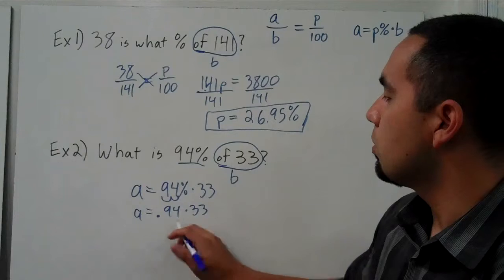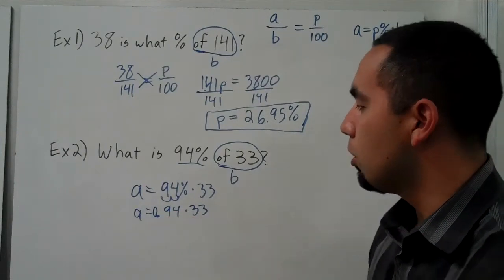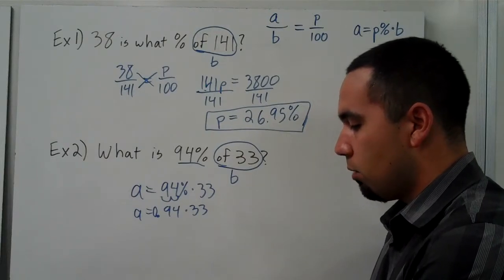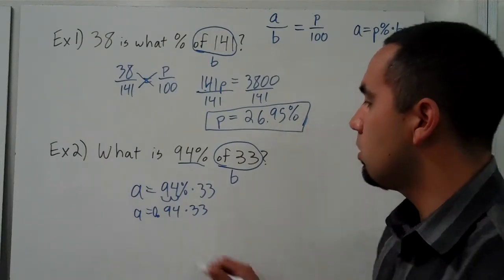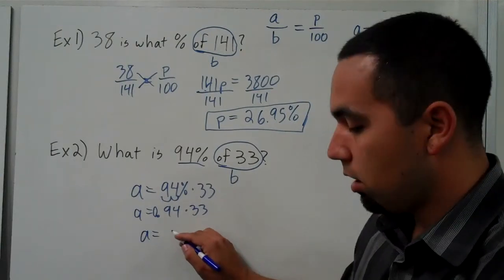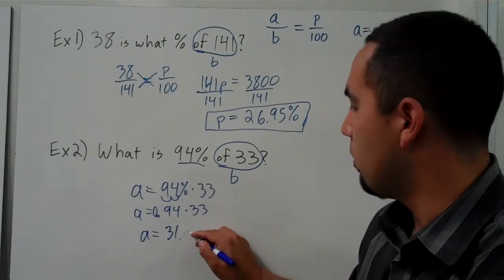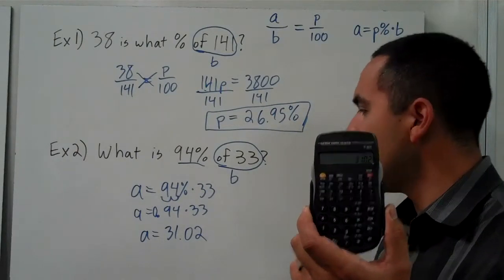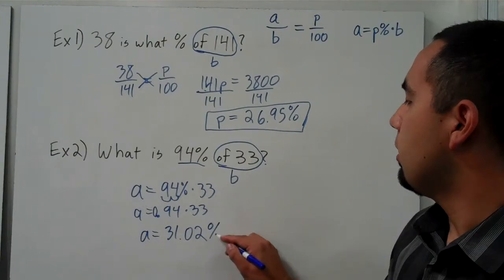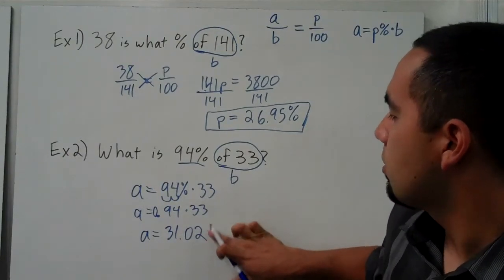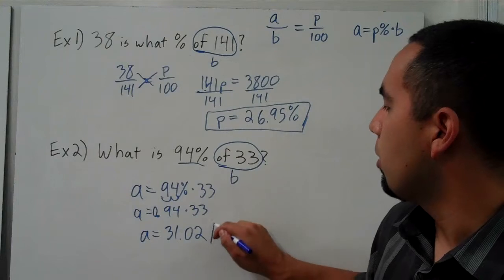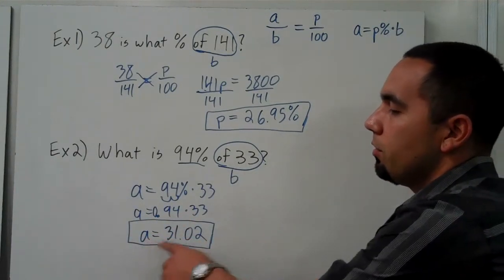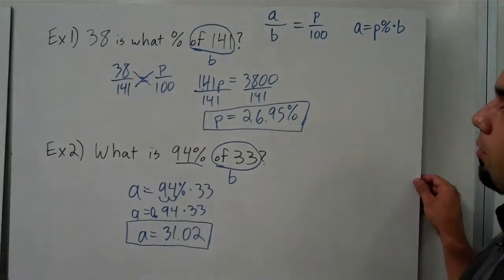And again, this is real simple. You can think of it as 0.94, but I'm just going to plug it into my calculator. 0.94 times 33 equals, and I get A equals 31.02. So let's see if you can see that. Oops, this is not percentage, went too fast there. This is my part. So there is what I needed to find. I needed to solve for A.